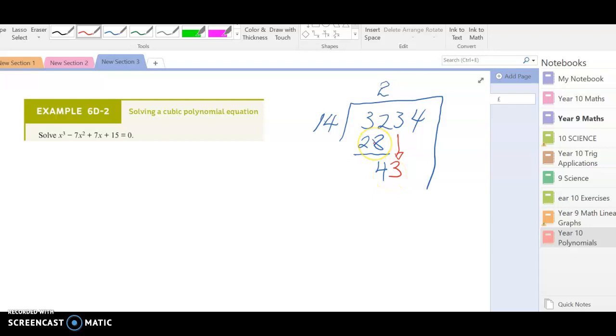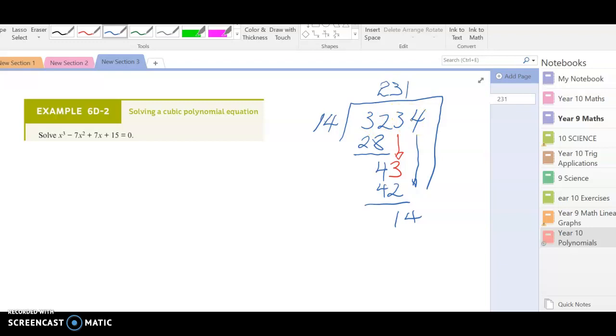Well, more than twice. Can it go 3 times? And the answer is yes. We'll try 3, and we go 3 lots of 14. Again, multiply those, and we get 42. Subtract, we get 1, and then bring down the last digit. And of course, 14 goes into 14 once. So 3,234 divided by 14 is 231 using long division.